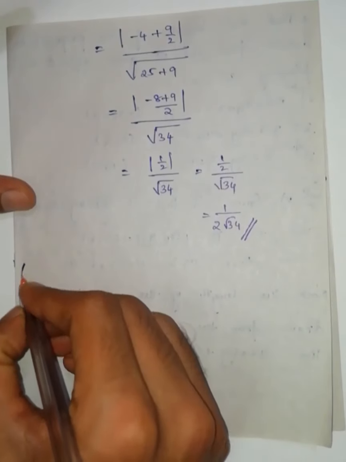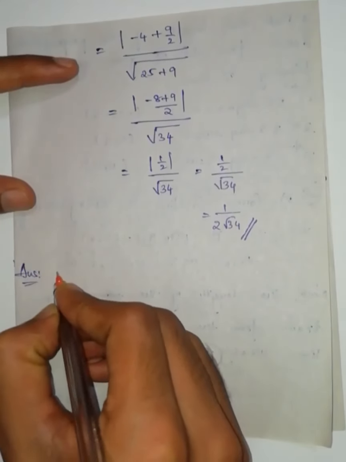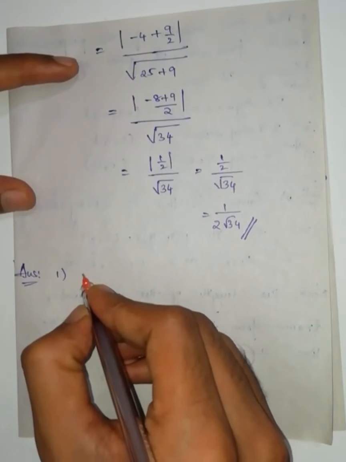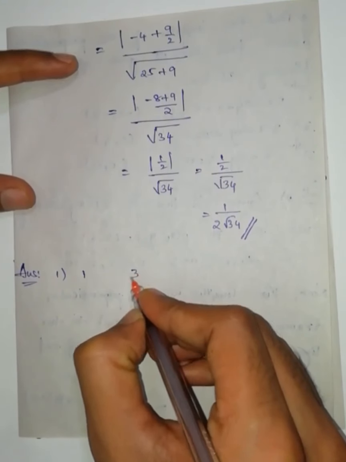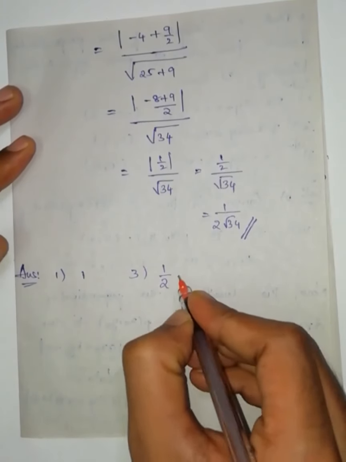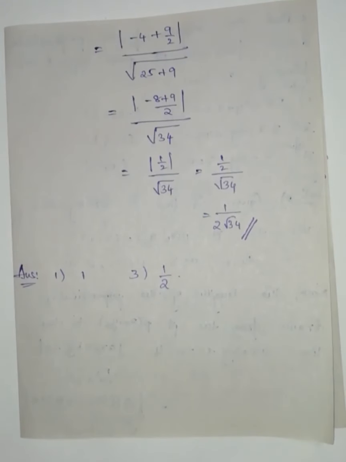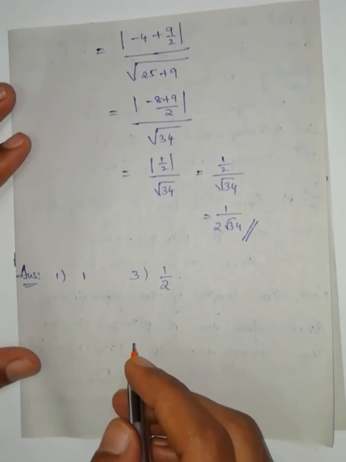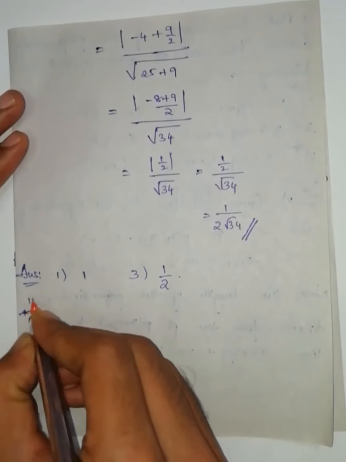Now answers for the homework problem. For the first one you have to get 1, and for the third one you have to get 1 by 2.